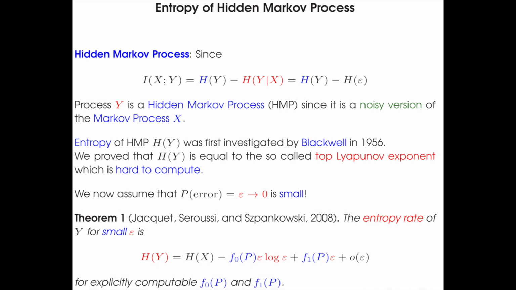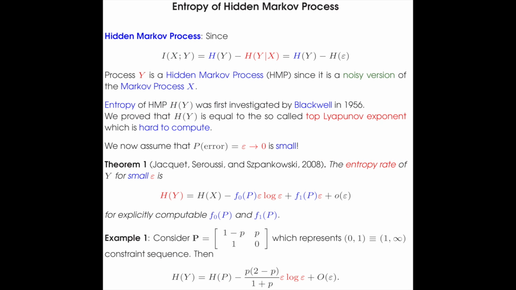But then we realized one thing. The probability of error is small in most of the advance. And then we were able to make progress. We actually then show that the entropy of the output is the entropy of the input minus corrections. These corrections are of epsilon log epsilon order and epsilon. And we can compute this.